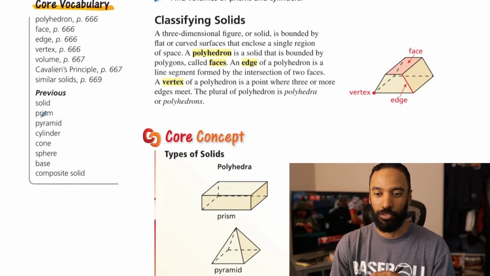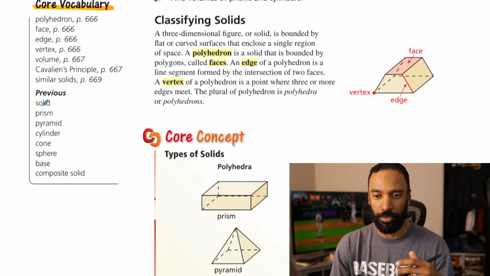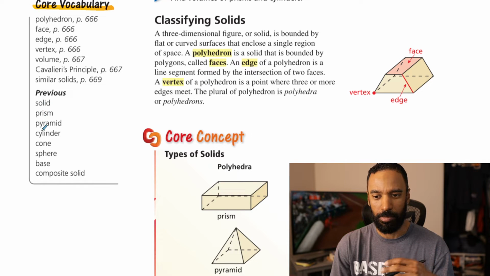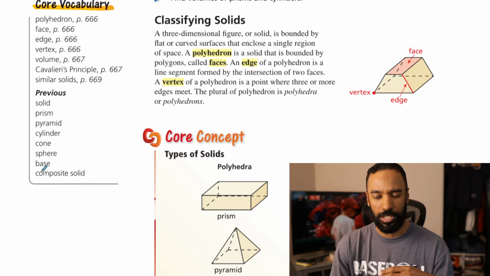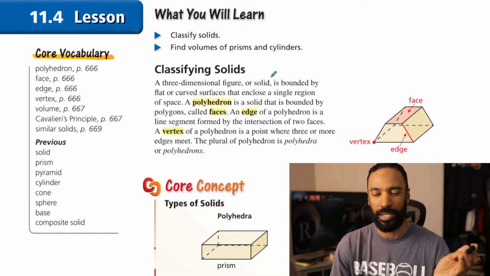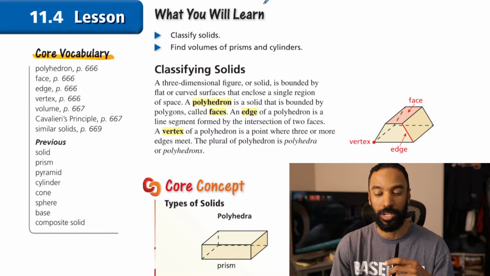Previous things we'd have to know from before. The word solid, basically of the 3D shape. Prism, well, I don't remember when we actually used these, so I'm going to name them out. So solid, prism, pyramid, cylinder, cone, sphere, base, and composite solid. Yeah, I don't know when those things specifically did pop up. Maybe they did, and I'm just totally forgetful. I do apologize on that.